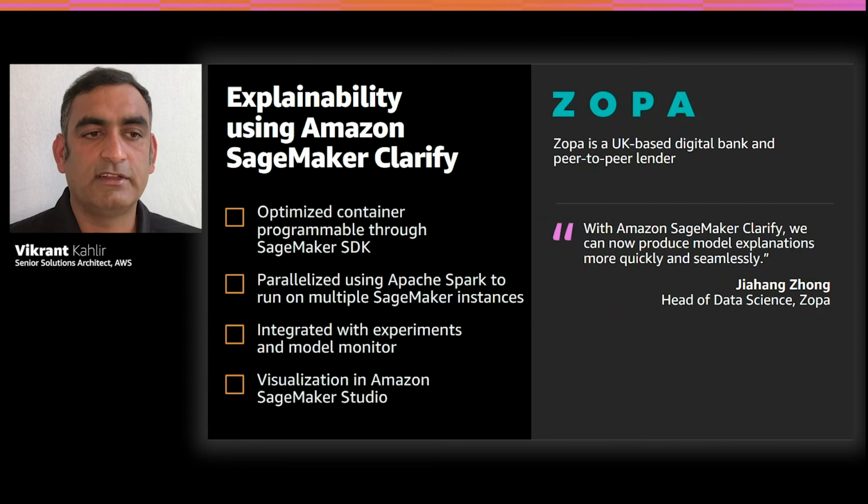Now, how do we take all this and apply it to a real world problem? One of the AWS customers, Zopa, which is a UK-based digital bank and peer-to-peer lender, wanted to apply explainability capability to fraud detection to earn the trust of their internal and external stakeholders. And they used Amazon SageMaker Clarify and can now produce model explanations more quickly and seamlessly. I hope after listening through this session, you would try Amazon SageMaker Clarify and would apply it to more exciting use cases.